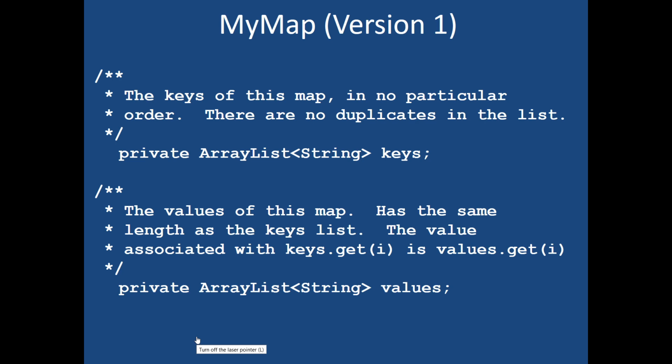Now, you don't have to put in the comment that the list is an array list. You can tell that from the declaration. But any constraint on the value of keys that you can't infer from the declaration, you need to put in the comment. And then the next comment for values, it says the values of this map.